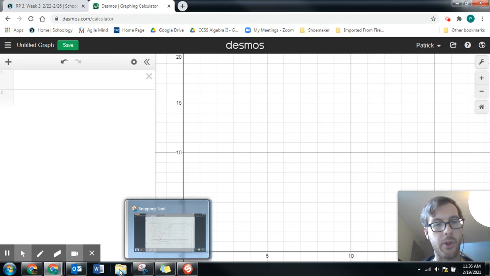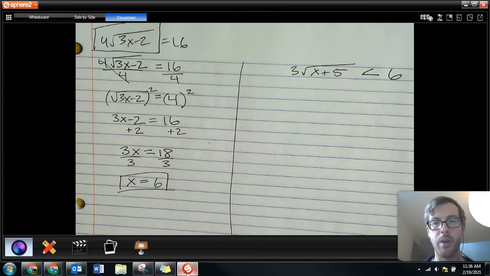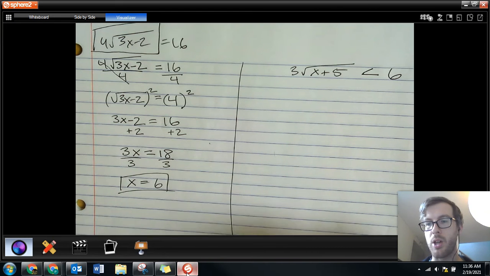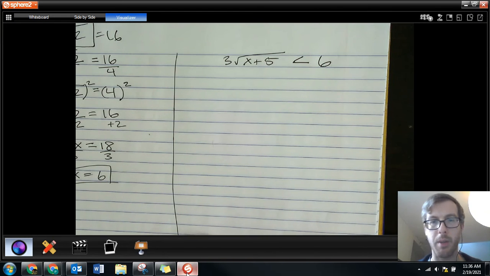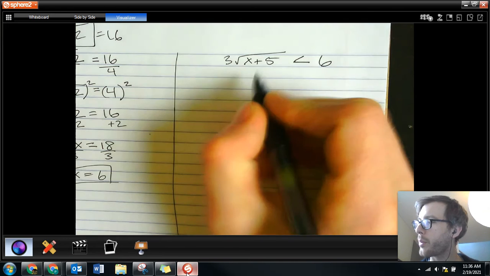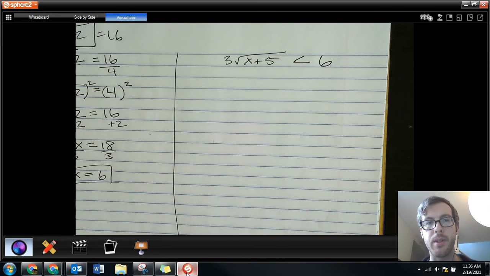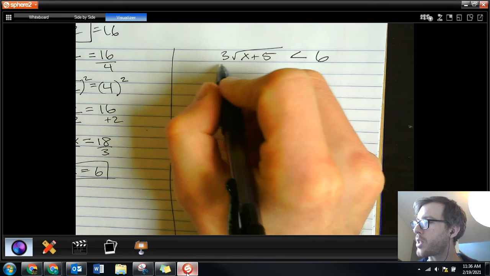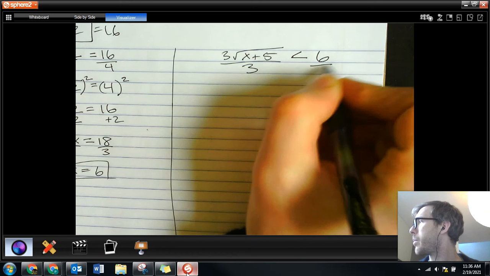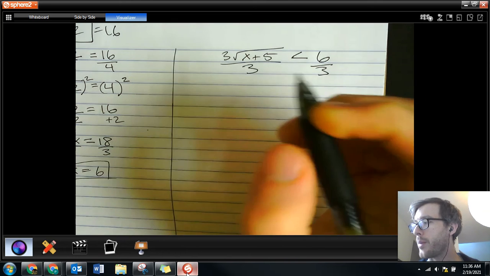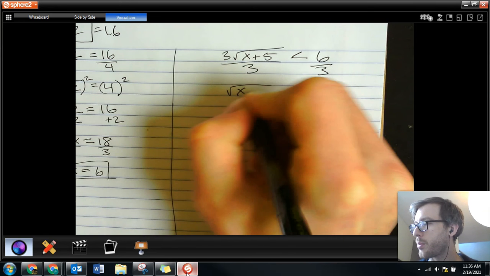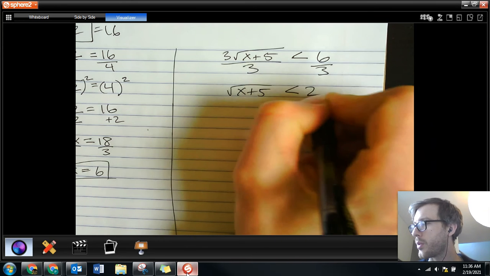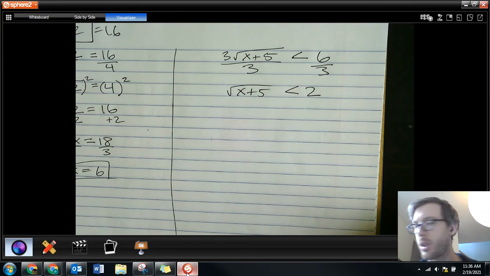Now we can do a very similar thing with inequalities. Again, you can always find the solution to an inequality by graphing. So what I'm going to do is perform the same steps, a little less complicated underneath the radical here. That's totally fine. First up, got to isolate that radical. I'm going to divide both sides by 3. And that gives me the square root of x plus 5 is less than 2. 6 divided by 3, that's 2.